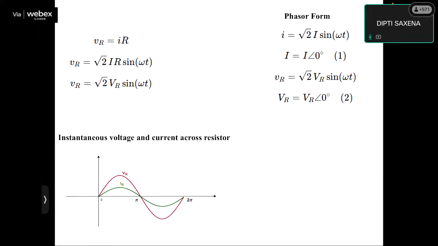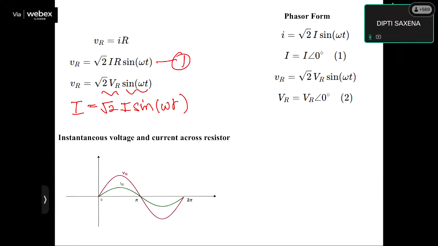So if you look at the instantaneous voltage across the resistance, it is root 2 VR sine omega t, and the current we have already taken as root 2 I sine omega t. Now these are in phase. What does it mean? The peak points of IR and VR will be at the same place. The zero crossings of VR and IR will always be together.